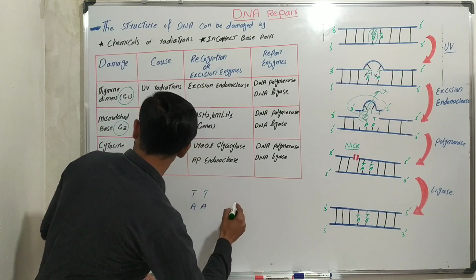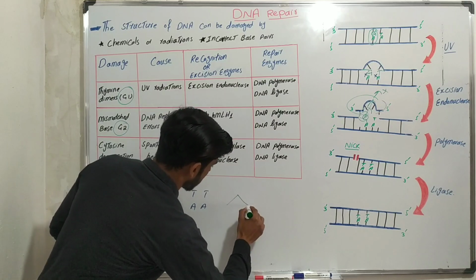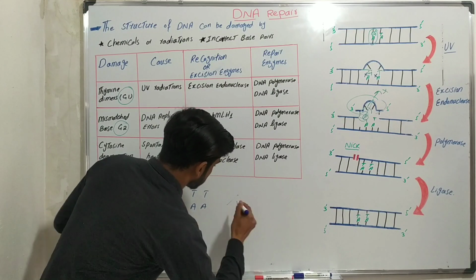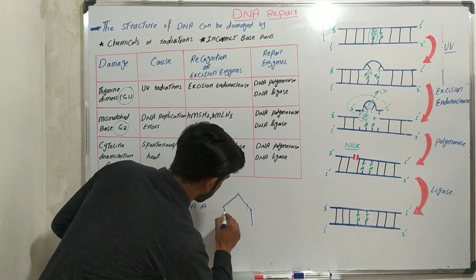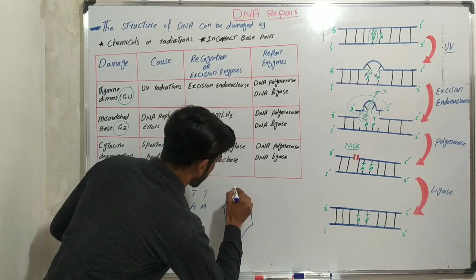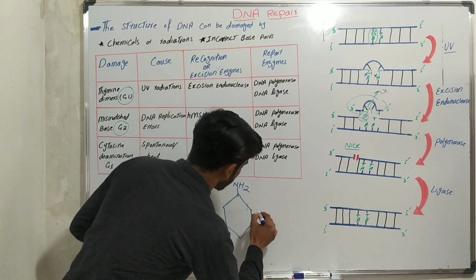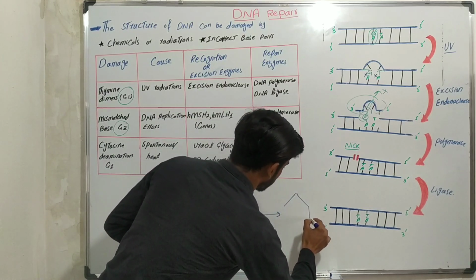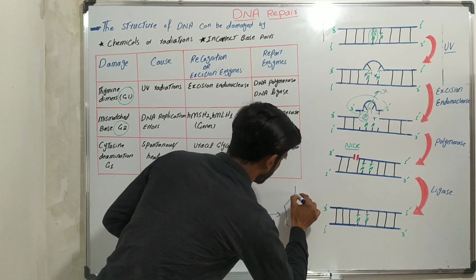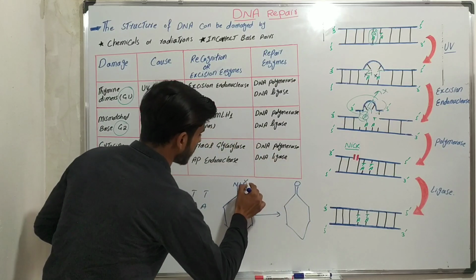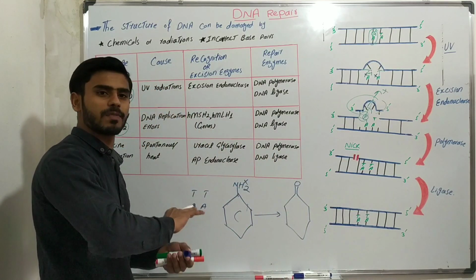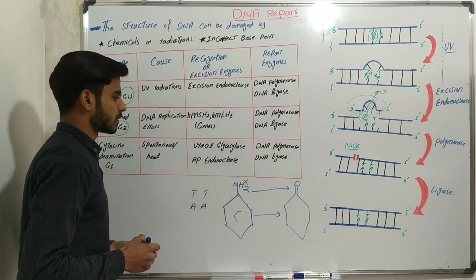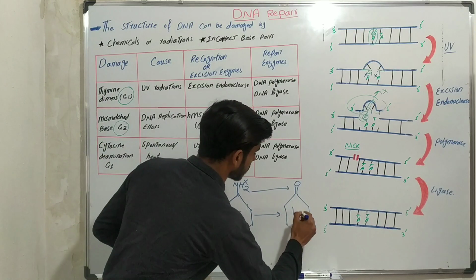Let's suppose that this is a single-stranded cytosine, and you know that in a cytosine there is an amine group on the top, and the deamination of the cytosine will happen, and it will be changed into uracil. Deamination means that the amine group will be missing. When this happens, what will be formed? Uracil will be formed.